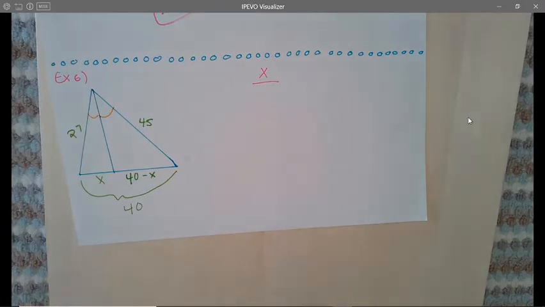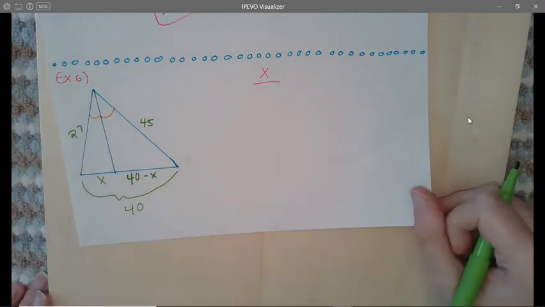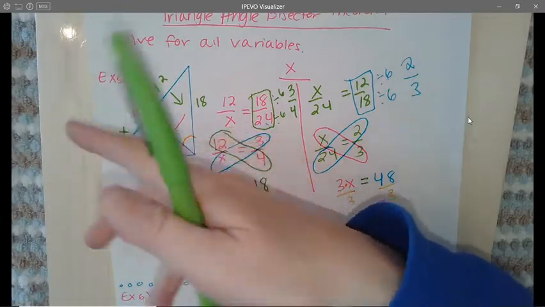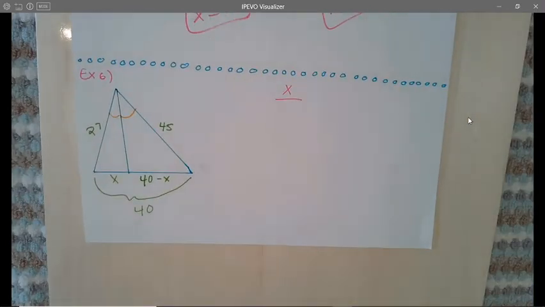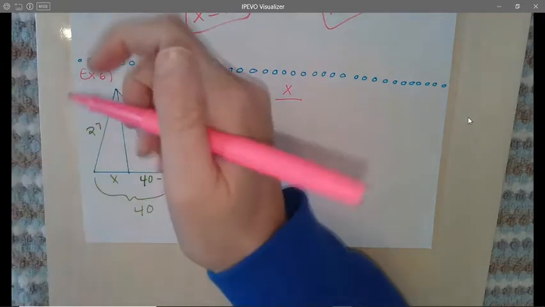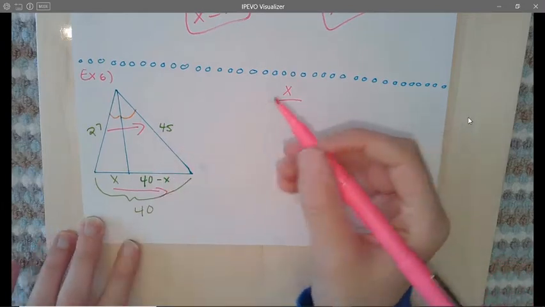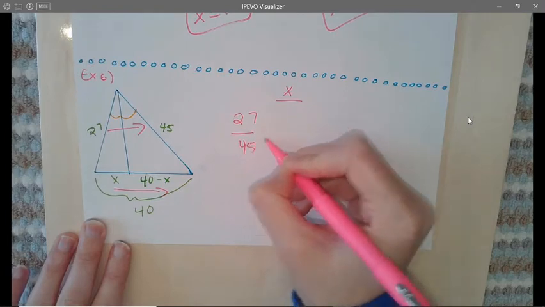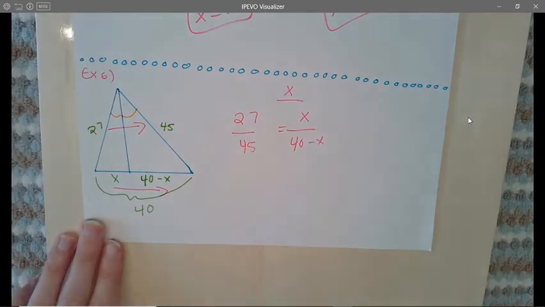So let's set up this proportion, which again, doesn't matter which way you do this. You can go across the triangle or down the triangle, whatever you feel like doing. I'm only going to solve it once this time, and I think I'm going to go across the triangle. So it'd be 27 over 45 equals x over 40 minus x. All right, last time, let's cross multiply.